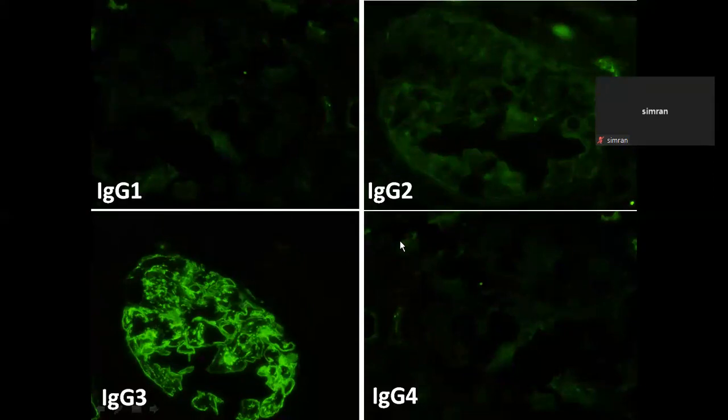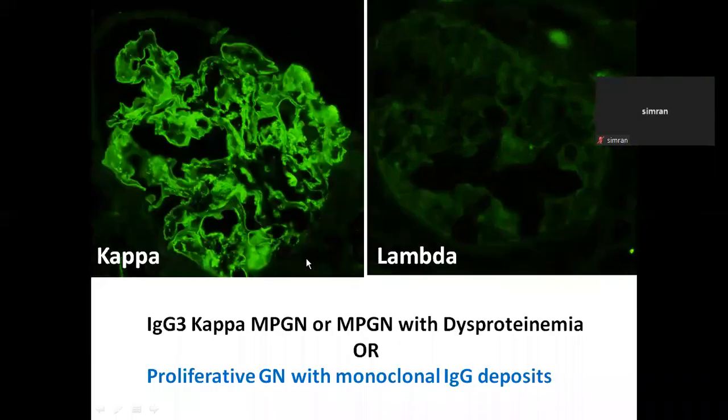When you see only one IgG subclass, the other thing you should look at carefully is kappa lambda. So here there was kappa restriction. There was no lambda, there was only kappa. So it is an MPGN with dysproteinemia, or in other words, this is IgG3 kappa MPGN, or MPGN with dysproteinemia, or they are all now also labeled as proliferative GN with monoclonal IgG deposits.